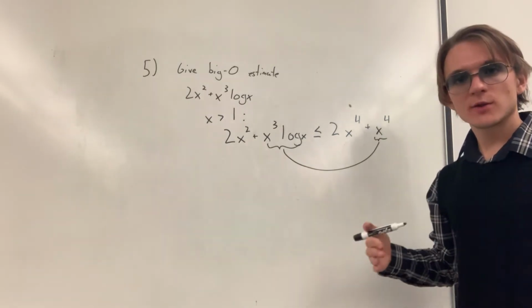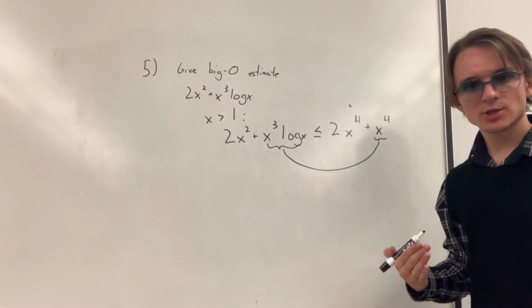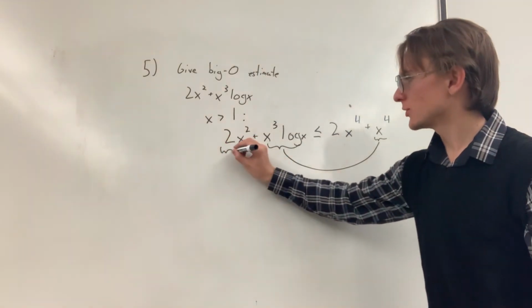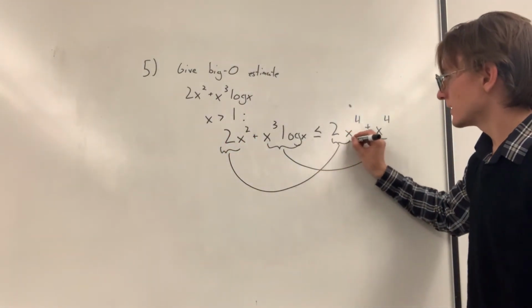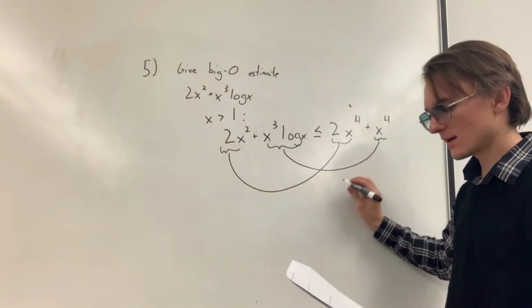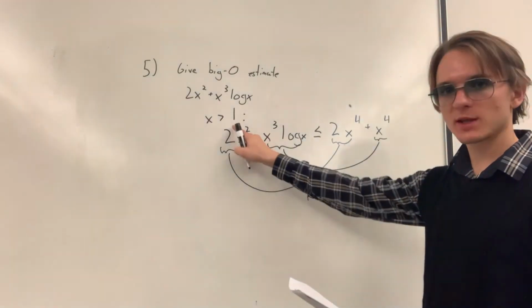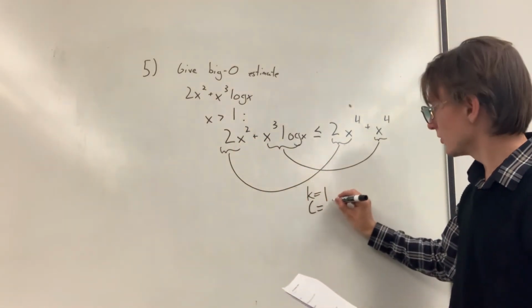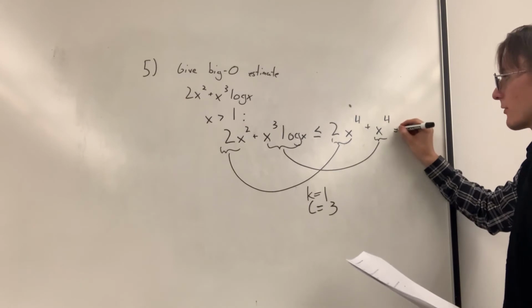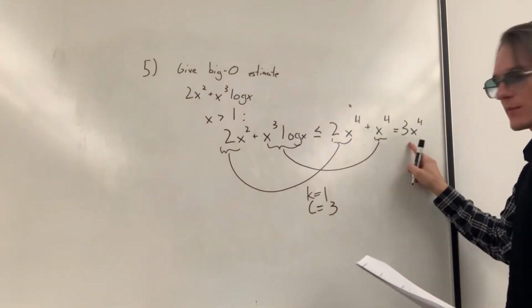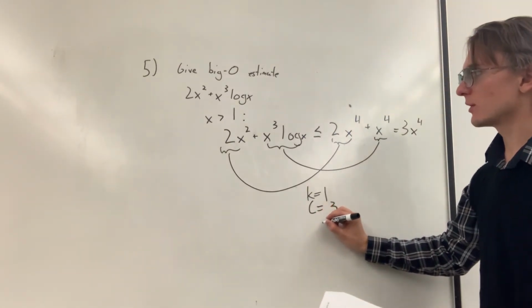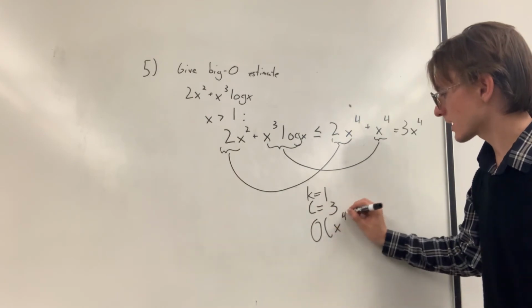2x squared, the growth rate of 2x squared is increased to try to match the most quickly growing component of the expression, that being x to the power of 4. So for 2x squared, the exponent is increased to match the exponent here. Okay, so we know that this holds true. Therefore, when k is equal to 1, coming from here, and c is equal to 3, coming from 2x to the power of 4 plus x to the power of 4 being 3 times x to the power of 4, that's where c came from, we have that 2x squared plus x to the power of 3 log of x is big O x to the power of 4.